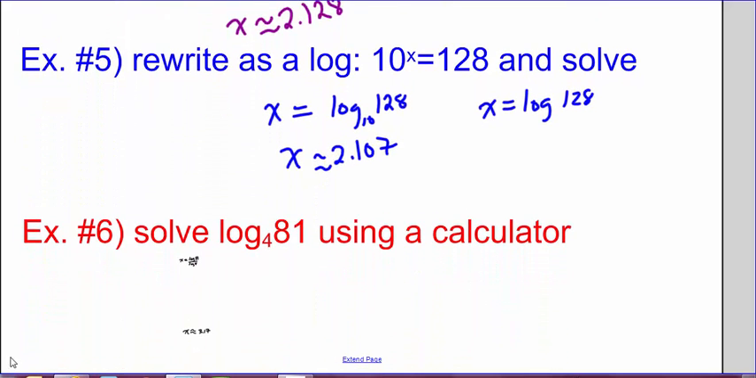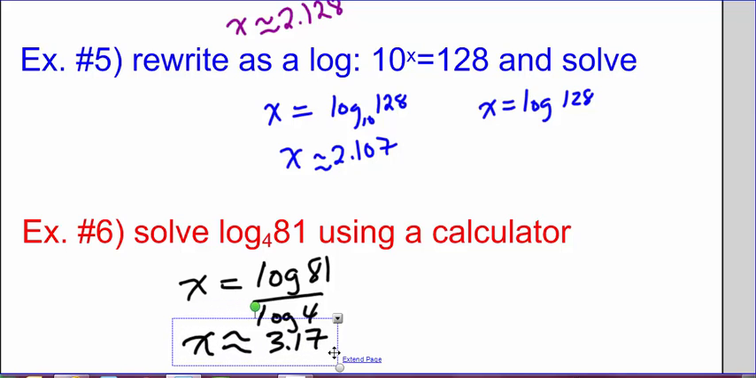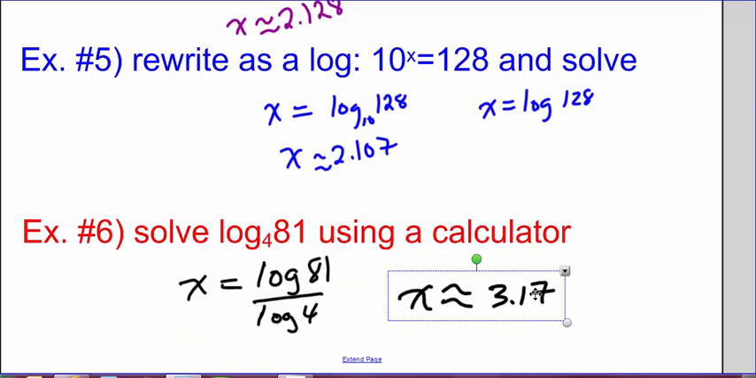Okay, so last example here. Solve this using a calculator. So if we rewrite it, x equals log of this. Again, to use the calculator, it's log of the 81 divided by log of the 4. And when you punch that in, you find that x is approximately 3.17.